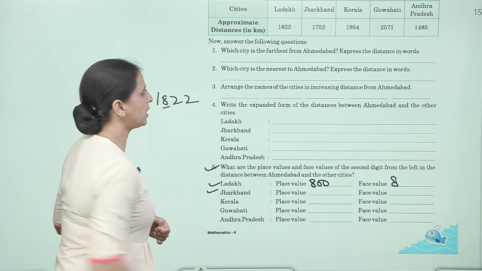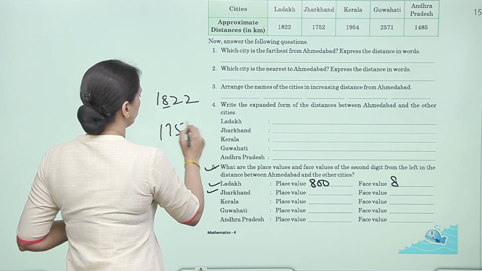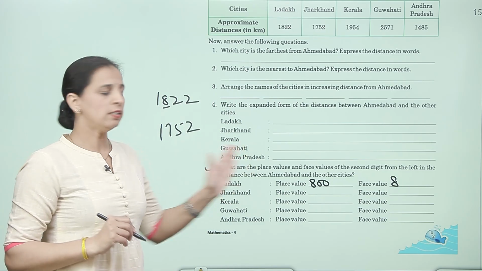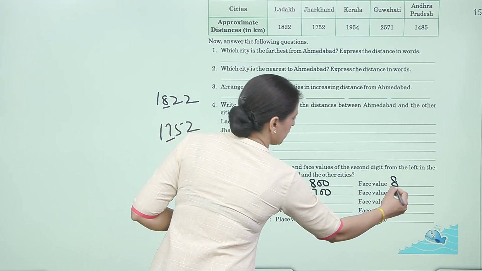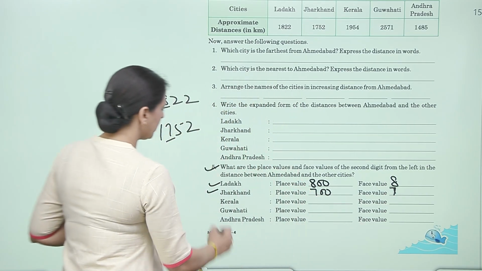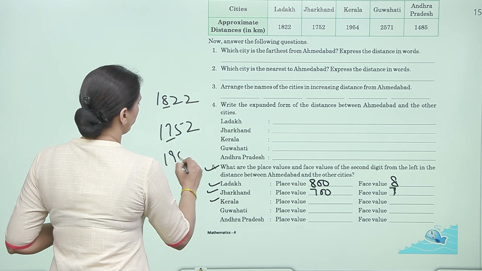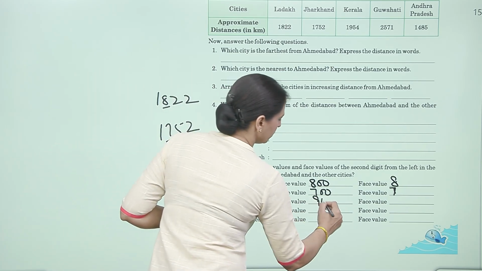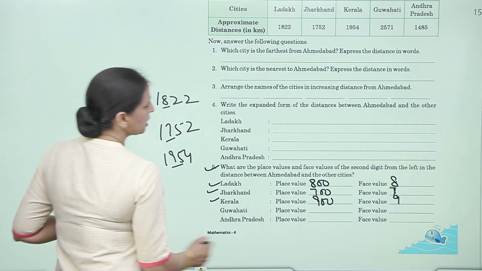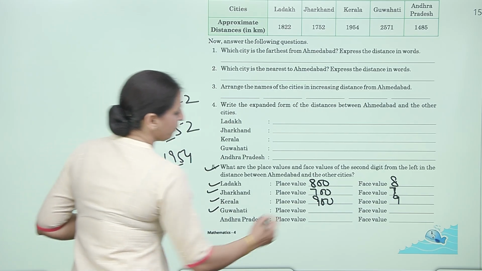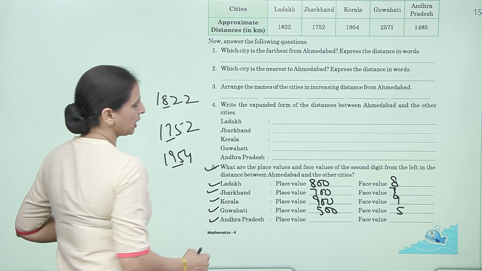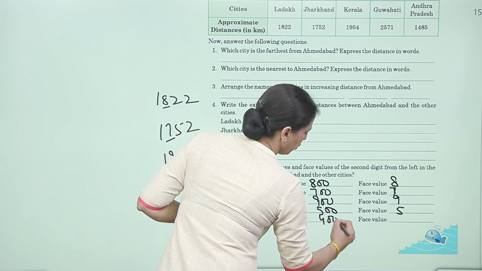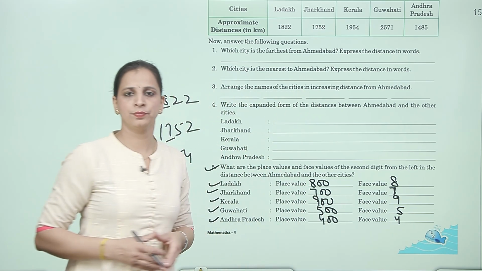Next is Jharkhand, 1752. From the left side, place value is 700 and face value is 7. Now next is Kerala, 1954, 900 and 9. Next is Guwahati 2571, 500 and 5. Next is Andhra Pradesh 1485, that is 400 and 4.